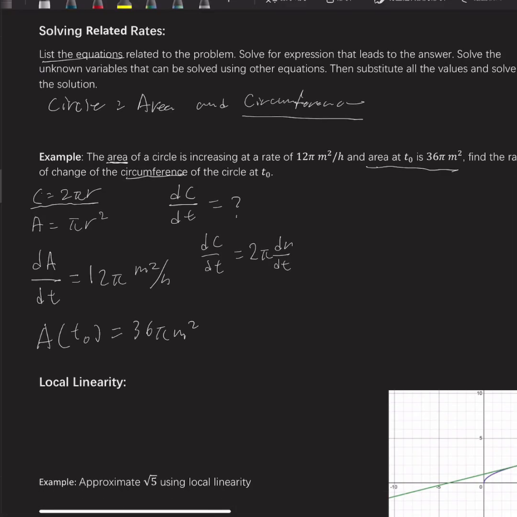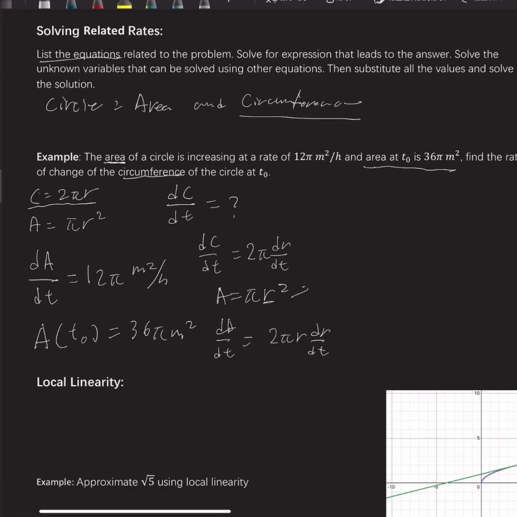Let's use the area. So we know A is equal to πr². We're given A is equal to 36π. That's equal to π... we see we're missing r, which means that we have to use the derivative one. dA/dt, let's take the derivative of that. That's 2πr dr/dt. And we are still missing r, so let's use the area one.